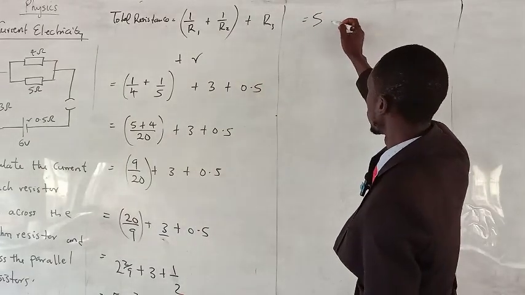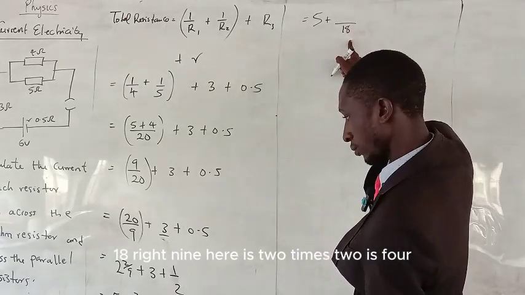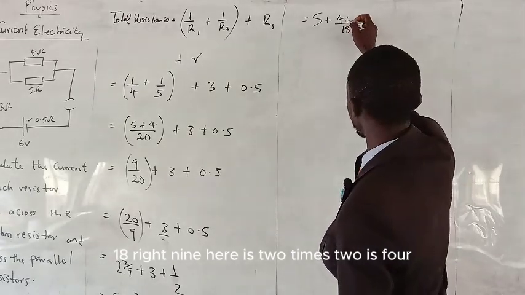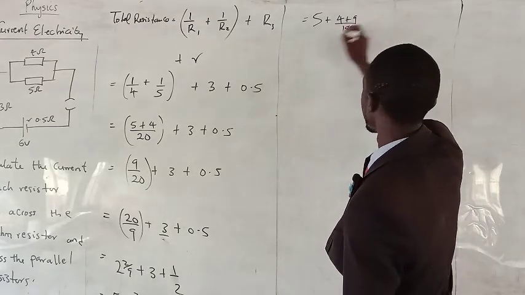The common denominator is 18. 2 over 9 is 4 over 18, and 1 over 2 is 9 over 18. So 4 plus 9 gives us 13 over 18, which is 13 over 18 added to the whole number 5.